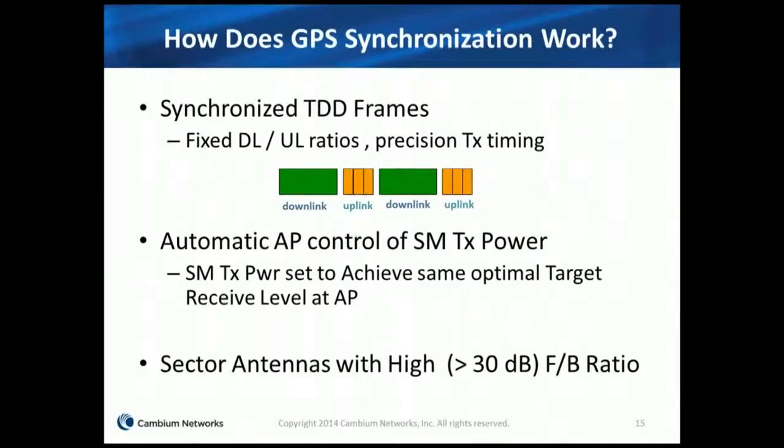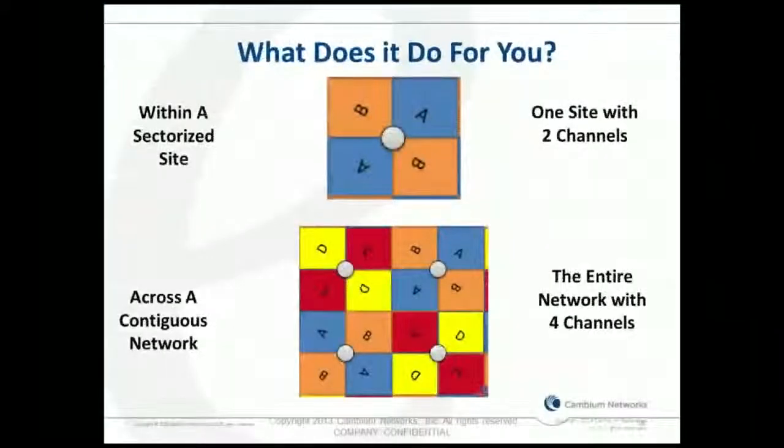So they have what's called a high front-to-back ratio. And when you combine all of these capabilities in a system, you can do frequency reuse. If you deploy a single 4-sectored site, for example, you can do that with 2 channels, whereas unsynchronized solutions need 4 channels. They also need guard bands between them, basically wasted spectrum. And if you deploy a tightly packed contiguous network of cells, you can do the entire network, without any limitation, with just 4 channels.